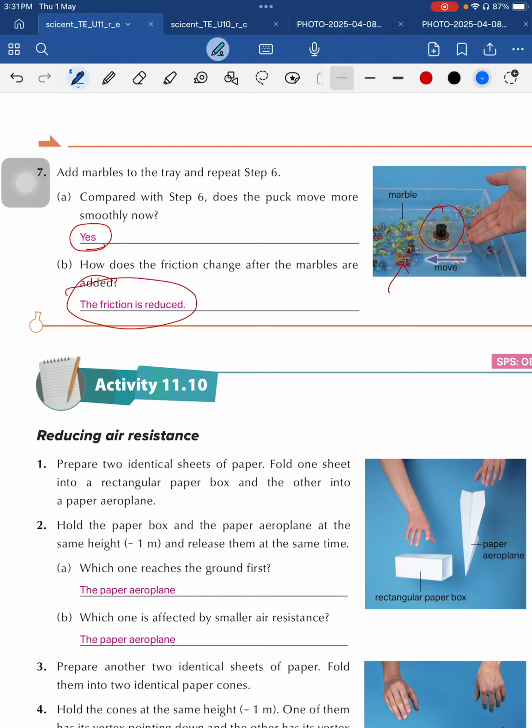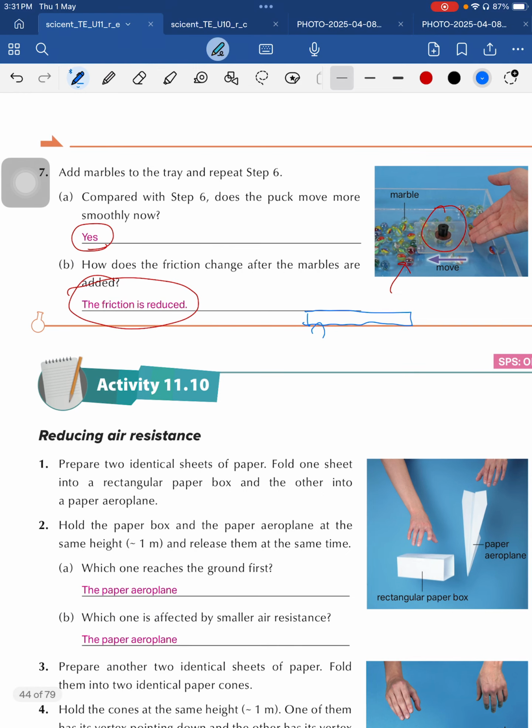Why is it greatly reduced? Because we add some marbles in between the puck and the floor, and you'll find that there will be much less contact surface area between the puck and the plastic box, and that's why the friction is greatly reduced.